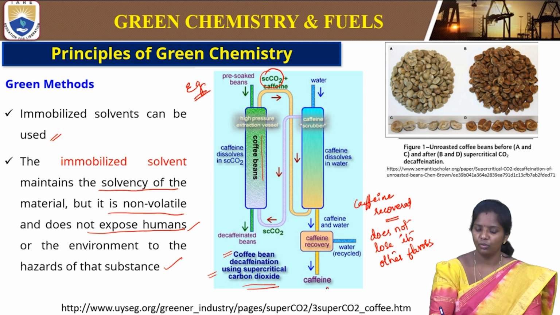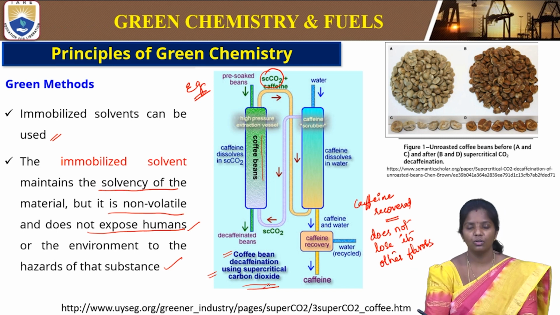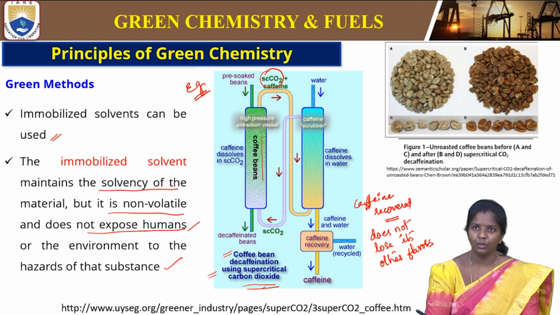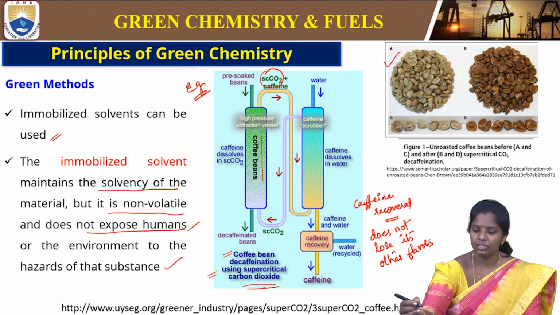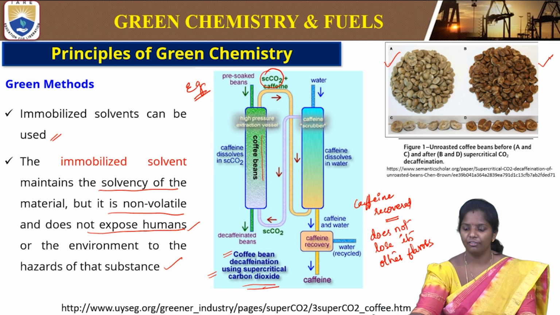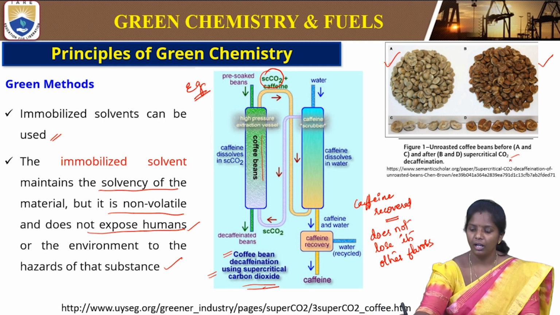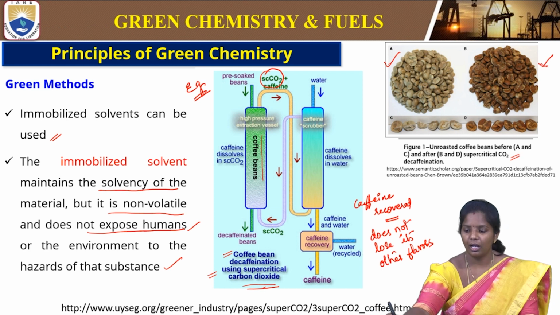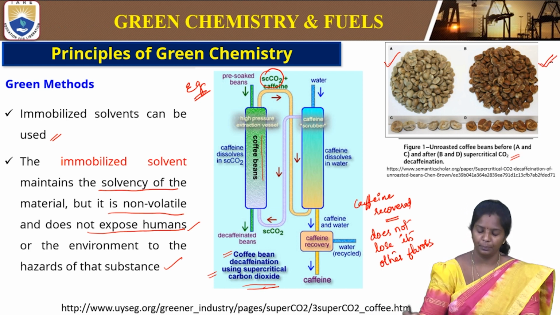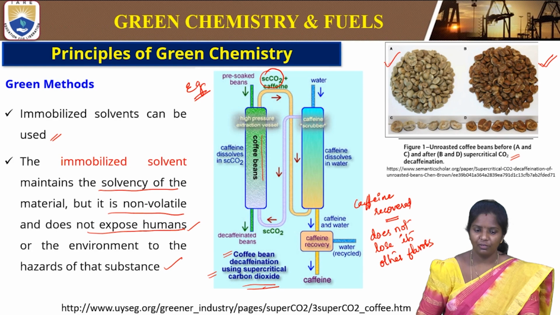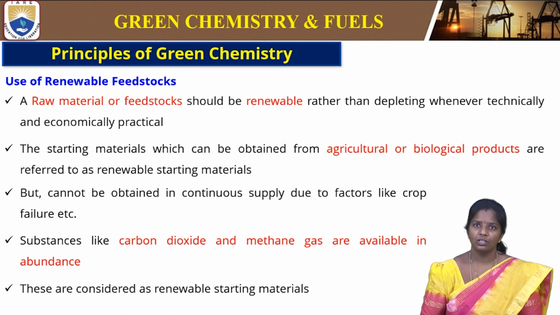Therefore, there is another procedure with supercritical carbon dioxide that can be used to remove caffeine. If we see this picture, this is the difference when it is unroasted, it looks like this, and when it is roasted, after decaffeination with supercritical carbon dioxide, this is how it looks, dark brown in color. So this is one of the advantages of using immobilized solvents.